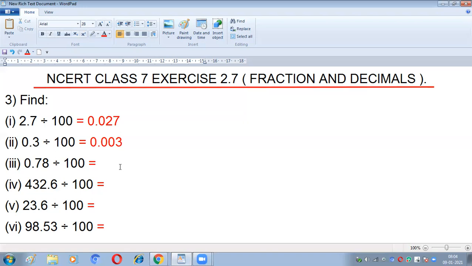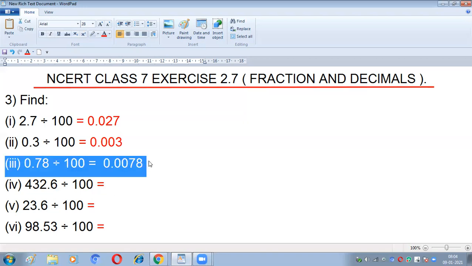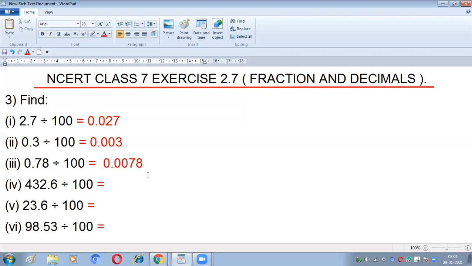So our answer will be 0.0078. And since here is a point we will put another 0. So our answer of the third bit will be 0.0078.